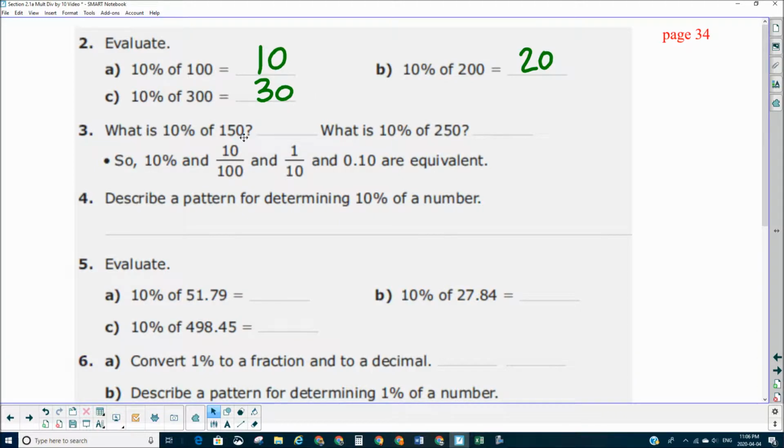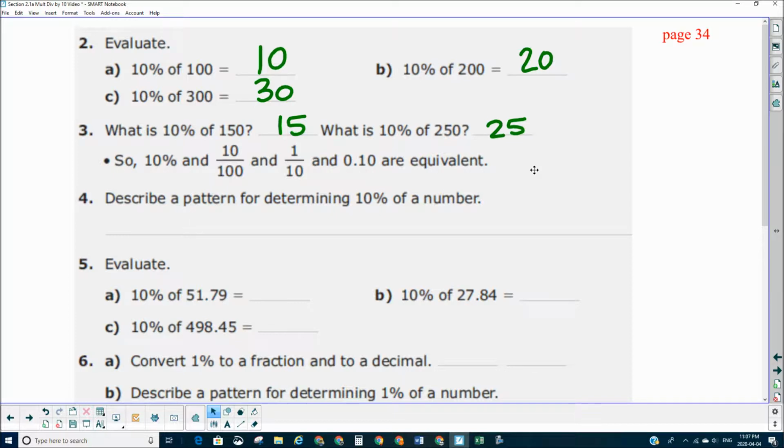So even something like 150, you should be able to get a pretty good estimate right now. If we had 10% of 100 is 10, 10% of 200 is 20. Halfway in between those, 150 is halfway in between those, so halfway in between those must be 15. Similarly, 10% of 250 is moving that decimal place to the left once and getting 25.